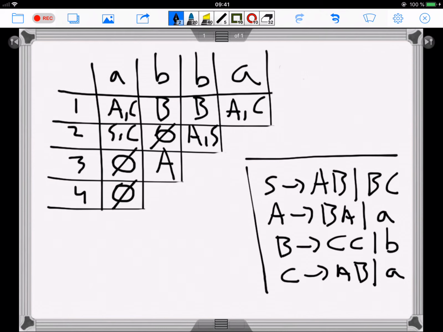It means that there is no variable in this grammar which is able to produce ABBA, and in particular the word does not belong to the language. So ABBA is not in the language generated by the grammar. Okay?